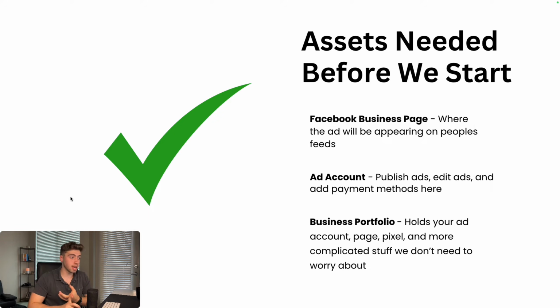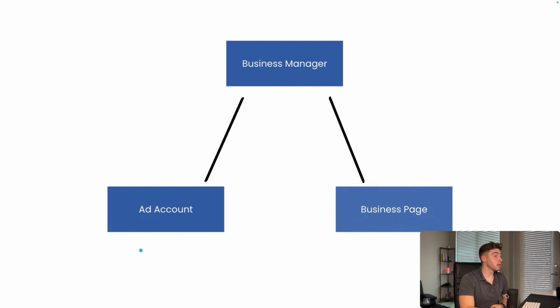So it'll hold your account, your page, pixel, and more pretty much complicated stuff that we don't need to worry about for this video. But the basic three things we need is going to be the business manager, ad account, and business page. So the visual right here, the business manager is going to hold really all of the assets, including the ad account and the business page. So now let's actually walk you through how to set up the business page, the ad account, and then the business manager.